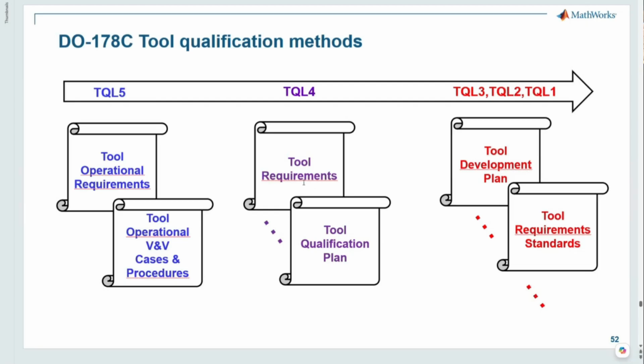And so this means that you need to know how the tool is done. So usually you need the help of the editor. This is where we provide also this information. And for TQL3, 2, and 1, you also need to define the tool development plan, you need to define the tool verification plan, you need to define configuration plans. You follow basically all the activities of the DO. So this is why it's very costly to qualify tools criteria 1, because you have lots of things to do.